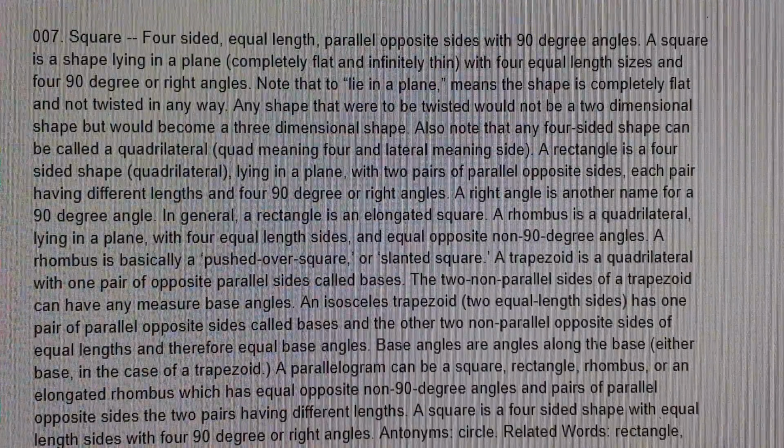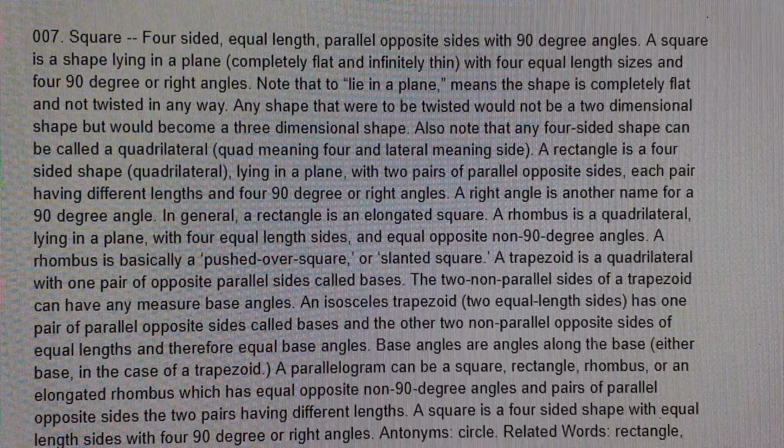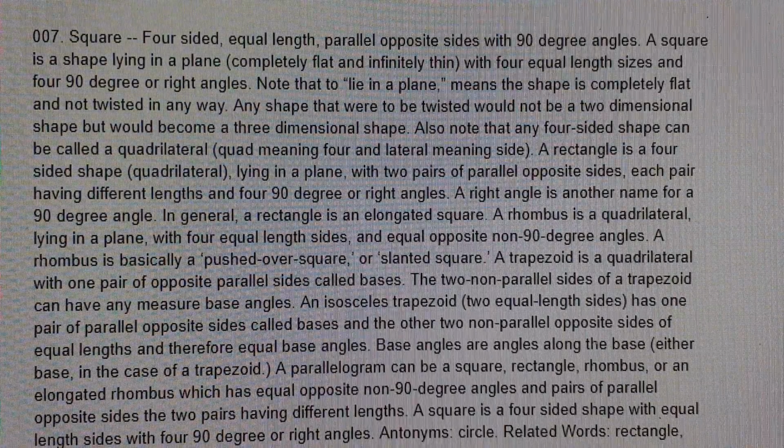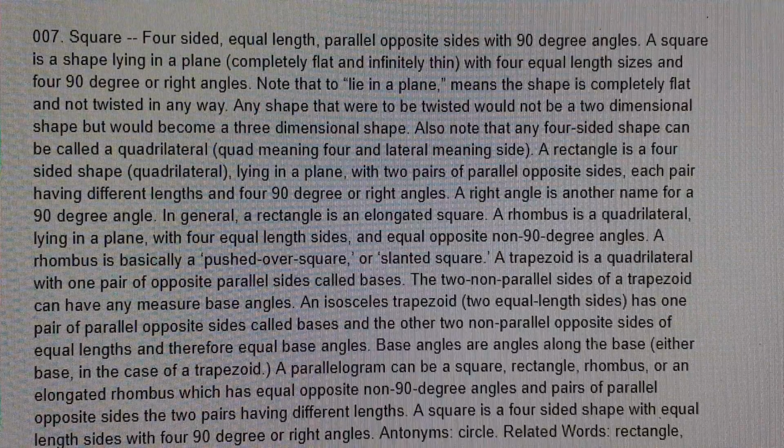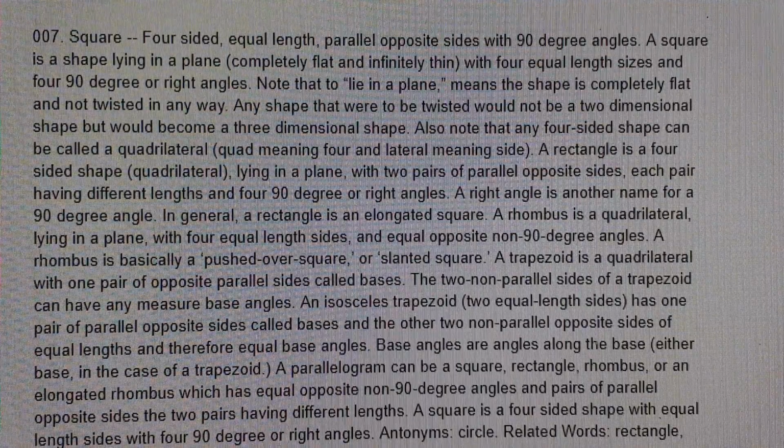Note that to "lie in a plane" means the shape is completely flat and not twisted in any way. Any shape that were to be twisted would not be a two-dimensional shape, but would become a three-dimensional shape.